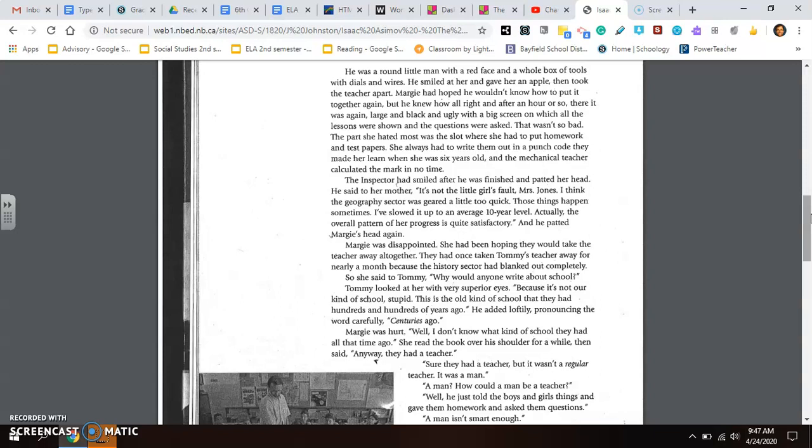Margie had hoped he wouldn't know how to put it together again, but he knew how, all right, and after an hour or so, there it was again, large and black and ugly, with a big screen on which all the lessons were shown and the questions were asked. That wasn't so bad. The part she hated most was the slot where she had to put her homework and test papers. She always had to write them out in a punch code they made her learn when she was 6 years old, and the mechanical teacher calculated the mark in no time.